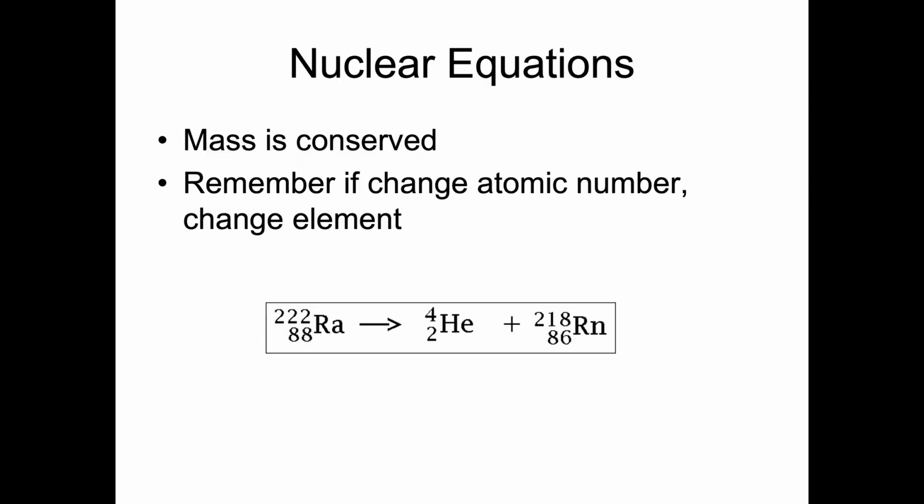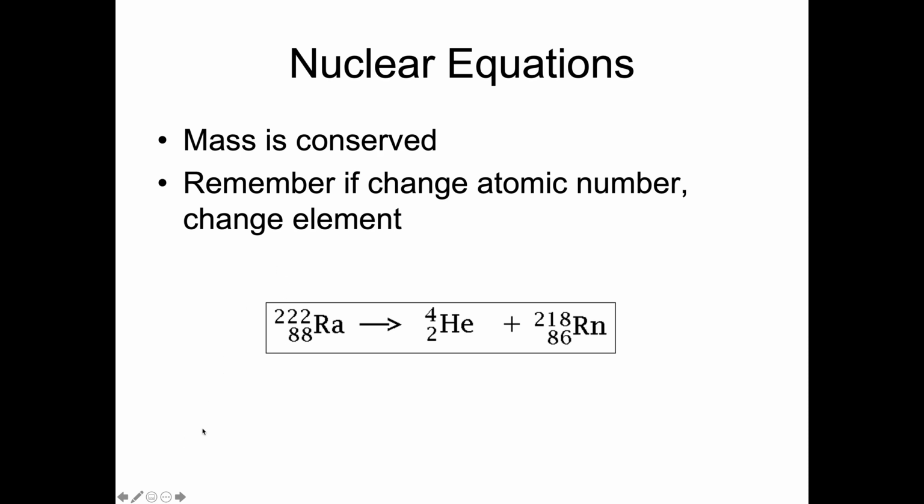So I'm going to go through some nuclear equations with you. Like balanced chemical equations, mass is conserved in nuclear equations. But typically we're not looking at what the elements are, we're looking at the protons and neutrons. If you change the atomic number, you change the element. So if you look at this equation, for example, this is radium, and you see it decays into helium.